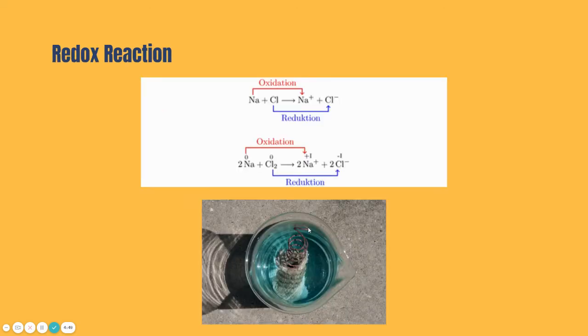Redox reactions are reactions where the charges of individual particles change. So for instance, in this reaction, sodium is being oxidized, which means that its charge is going up, while chlorine's charge is being reduced. It's going down. And so with these ones, you're really focusing on the charges of the different particles instead of just what's going where.